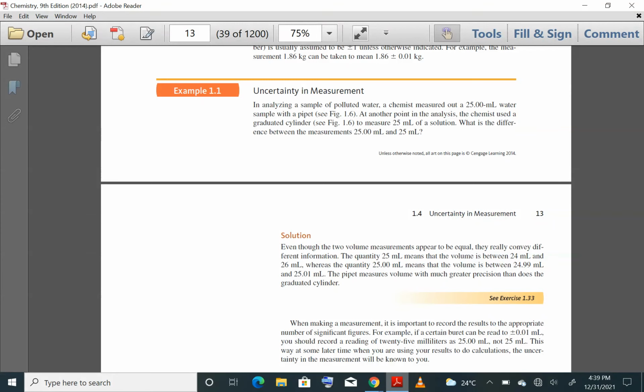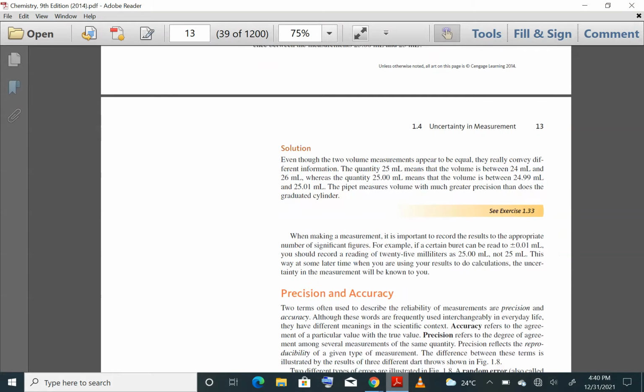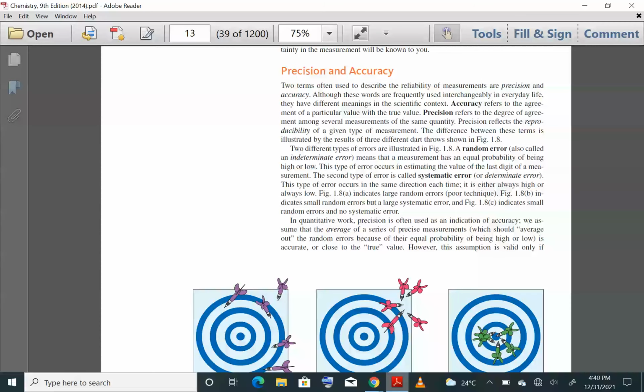So next we'll be looking at precision and accuracy. So you can join me in the next video.